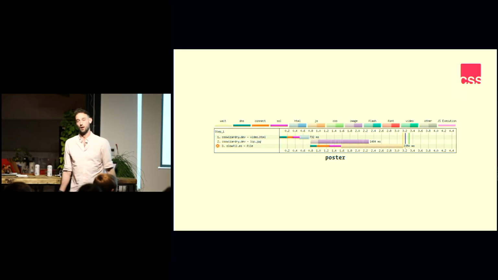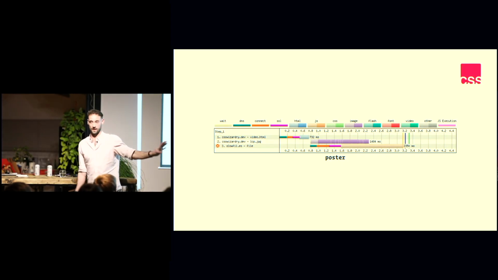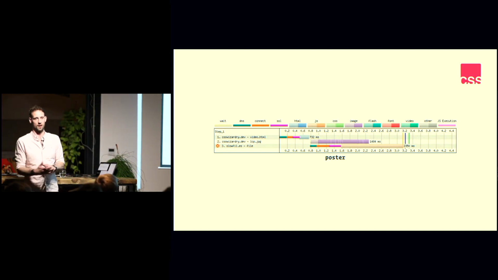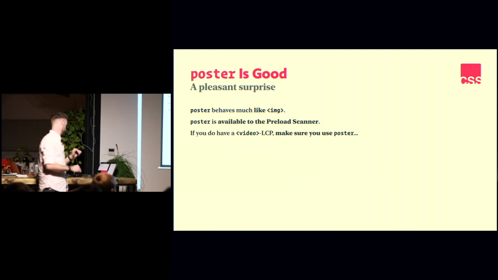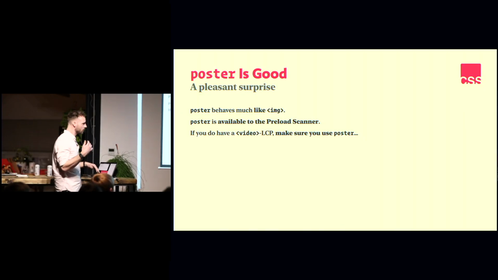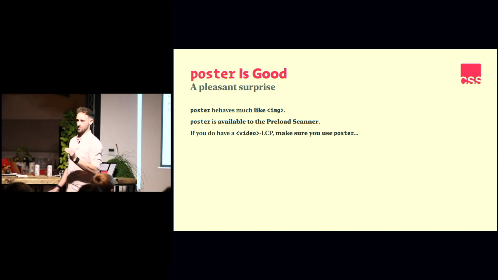It's really, really good. You can't make poster images much faster. We can make image tags faster, but that's about as fast as a poster image will ever get. It's downloaded in parallel, it's available to the preload scanner, it's generally well built. So it's a pleasant surprise, it behaves like an image. What is interesting is, if you do have a video, make sure you are using a poster element.